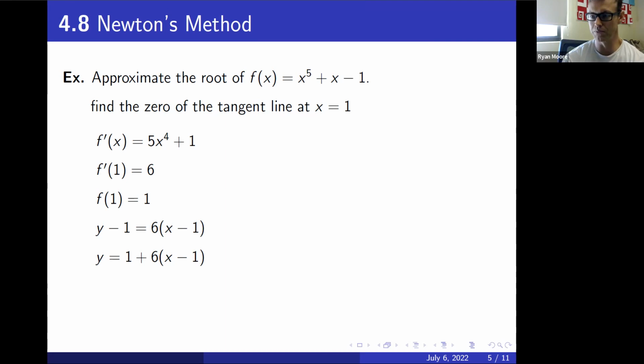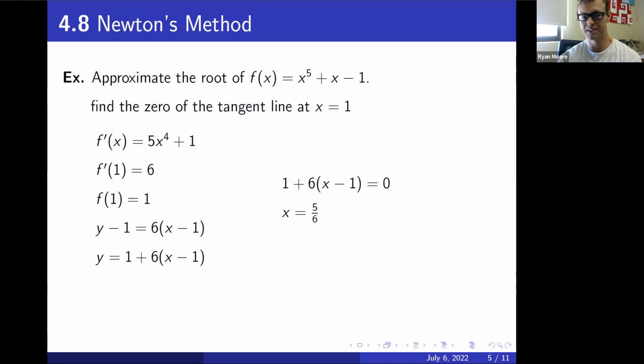Then we can use point-slope form: y minus 1 equals 6 times x minus 1. Let's go ahead and solve that for y. So we get the equation of the tangent line, and I'm just going to leave it as 1 plus 6 times x minus 1. There's a reason for that. It's going to help us develop some formulas in our methods later. Okay, so we have the equation of the tangent line, but now we need to find the zero for that tangent line. So what are we going to do? We're going to set the equation of the tangent line equal to 0, and then solve that for x.